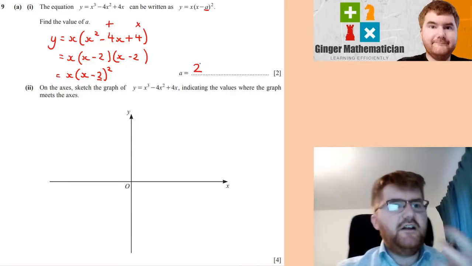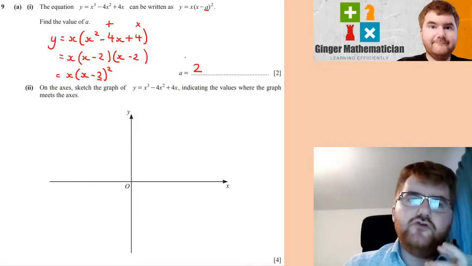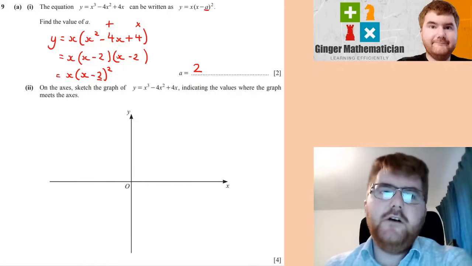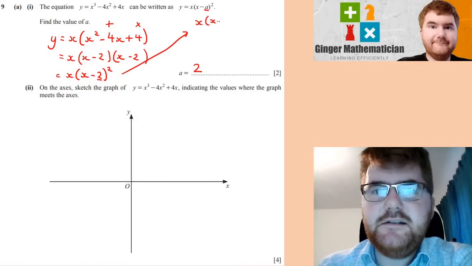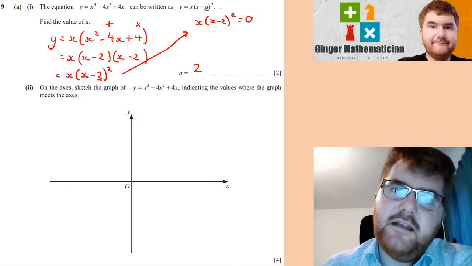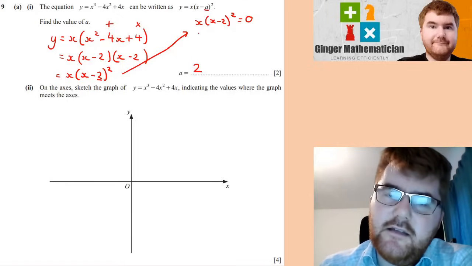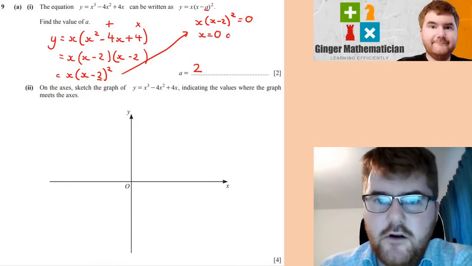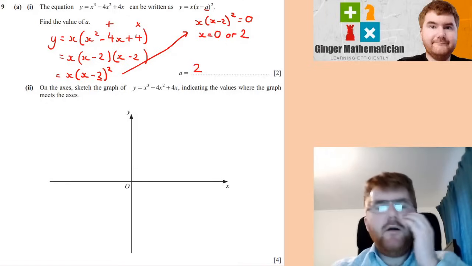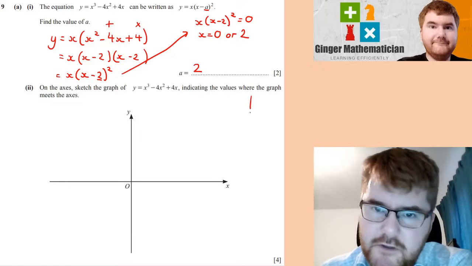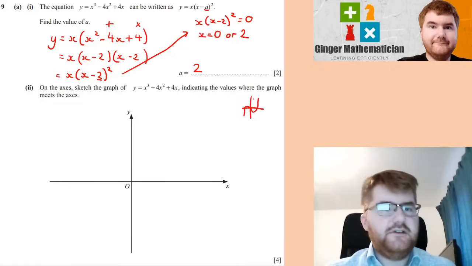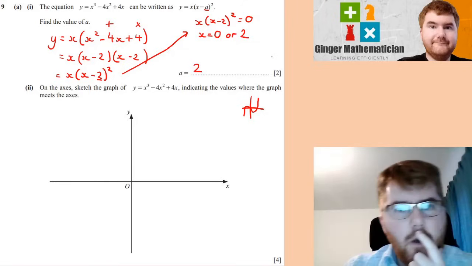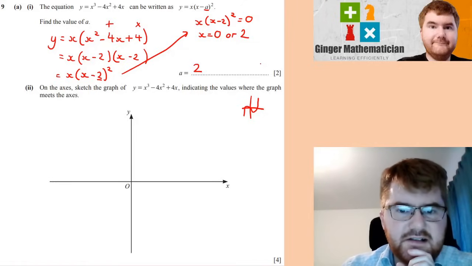Now, one of the reasons they've done this in the first part is that we can now draw a very nice sketch. So if I was to solve this equation, let me pop this over here: x times (x minus 2) all squared is equal to 0. Then using the null factor law, I know that x must be either equal to 0 or equal to 2. However, this is a cubic. So remember that the shape of a cubic, generally speaking, looks something like this. So it crosses the axis 3 times. This is a very special cubic where it only crosses or touches the x-axis twice.